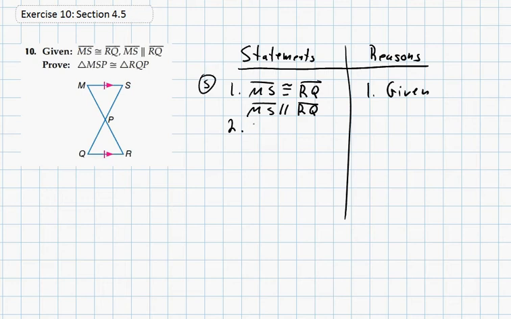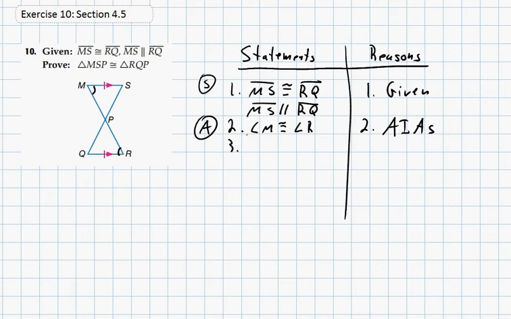I'm going to say that angle M is congruent to angle R. The reason is because if you notice they form a Z, so they're alternate interior angles. So I mark them on the picture. That's an angle.